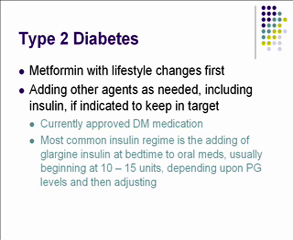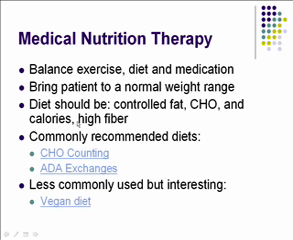Starting out with metformin BID for the patient, often 500 milligrams to start with, upping it, again depending on their blood sugars at the time that you're starting this, and then sending them off for a nutrition consult and some diabetic education, and then following them closely to see what you need to add. Then you add other agents as needed, including insulin, if indicated, to keep in target. Currently approved diabetes medications.